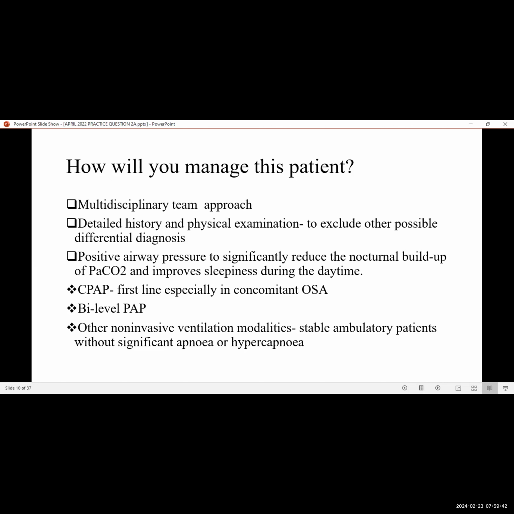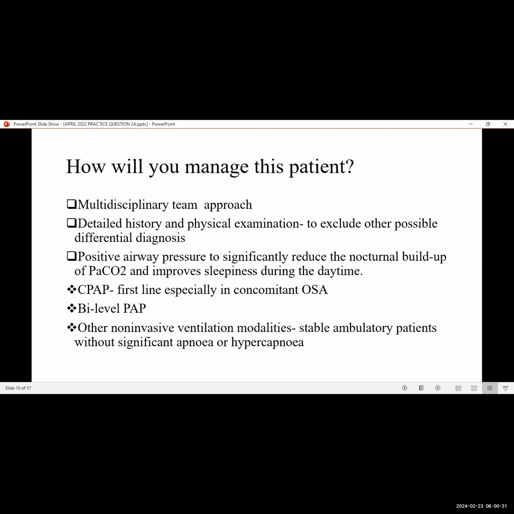Then I'll take a detailed history and do a detailed physical examination, because it's a diagnosis of exclusion. I need to exclude other possible causes of exertional dyspnea with a restrictive pattern of lung function. That's why from the beginning I said it's a diagnosis of exclusion. I must rule out obstructive sleep apnea syndrome, look at the history of daytime sleepiness and somnolence, early morning headache, loud snoring, to exclude all other possible causes of such a restrictive pattern of lung disease.